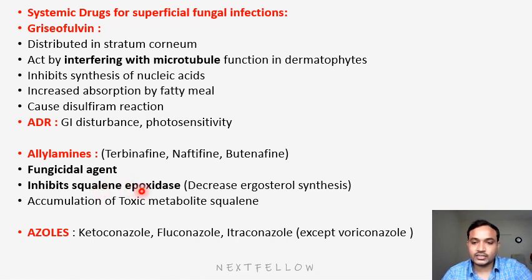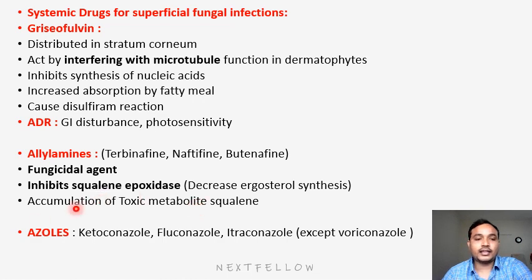It is a sequential process. In the sequential process, it will inhibit the primary step, that is the squalene epoxidase enzyme, thereby decreasing ergosterol synthesis. Due to inhibition of squalene epoxidase, it will lead to accumulation of a toxic metabolite, that is squalene. This squalene will cause toxicity to the fungus, thereby causing death of the fungus. So allylamines will be fungicidal. They inhibit the fungal cell membrane by inhibiting ergosterol synthesis, by inhibiting squalene epoxidase enzyme, with accumulation of the toxic metabolite squalene.